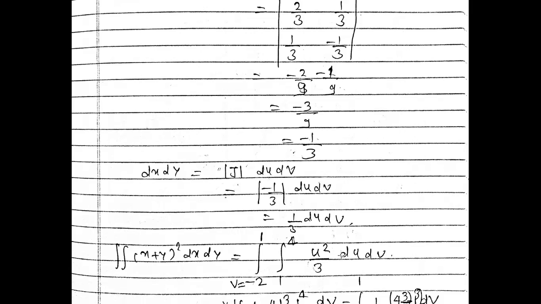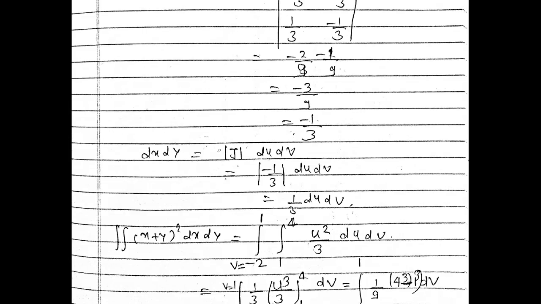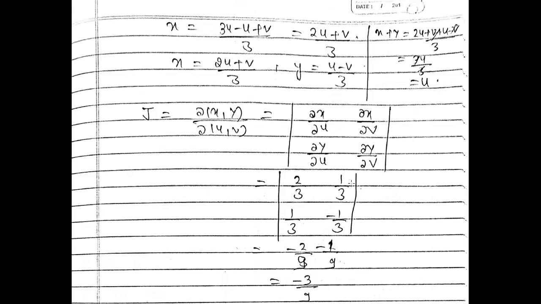Now we can convert to the new variables. After converting the old ones into new ones, we are getting the double integration of (x plus y) whole square. So we need to calculate x plus y. You can see that x plus y is equal to (2u plus v) upon 3 plus (u minus v) upon 3. V will be cancelled out, 2u plus u is 3u upon 3. So the x plus y value is u here.